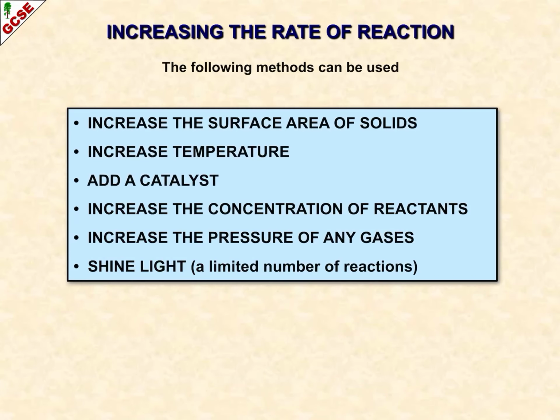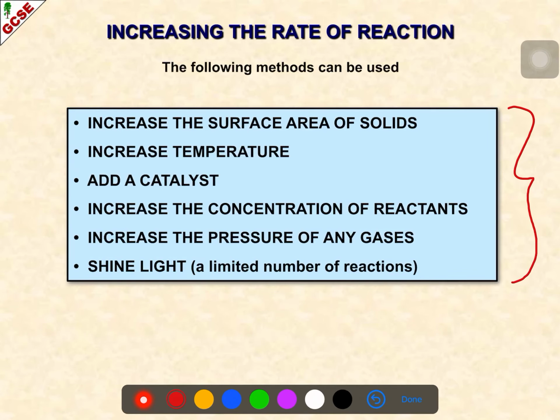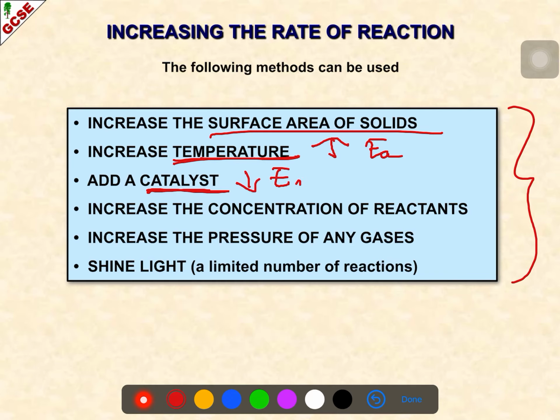So, how do we increase the rate of reaction? For us to increase the rate of the reaction, we must do the following. We have to increase the surface area of solids. We have to increase the temperature, because increasing temperature will increase the energy of the particles. When we add a catalyst, what happens? We lower the activation energy. Later on, I'm going to explain the catalyst.